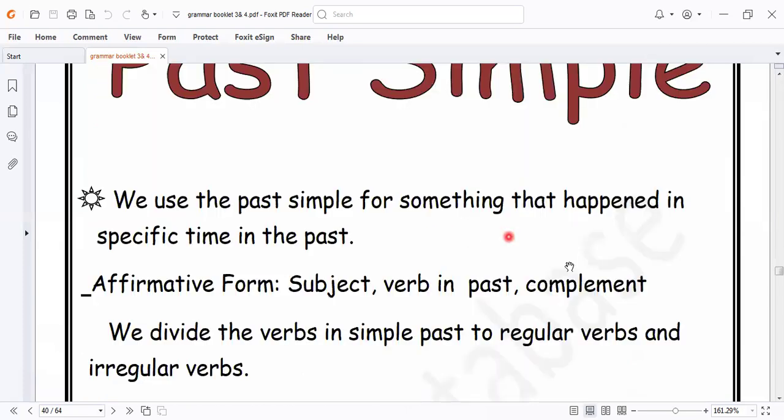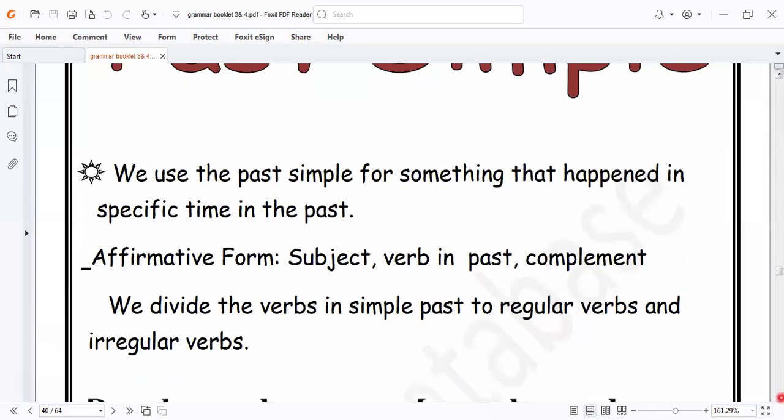Here we have the past simple tense. We use the past simple tense to describe an action or habit in the past. And as we told before, we use it for something that I will narrate. What is the meaning of narrate? It means I narrate to someone what happened to me the last day.